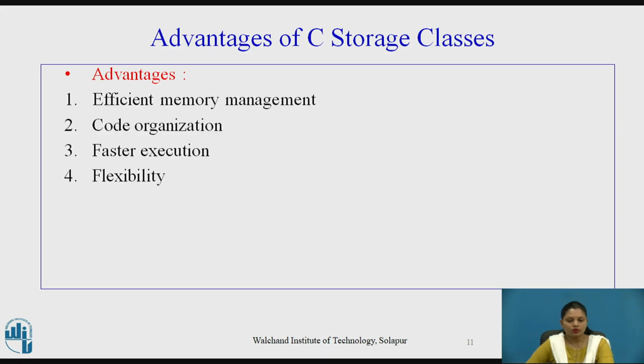Second advantage is code organization. Storage classes help in organizing code by controlling the scope and visibility of variables and functions. By using appropriate storage class, we can create modular code that is easier to understand and debug. The third advantage is faster execution. The storage classes like register can help in faster execution of code by storing frequently used variables in CPU register instead of RAM. This can lead to faster access and manipulation of data.